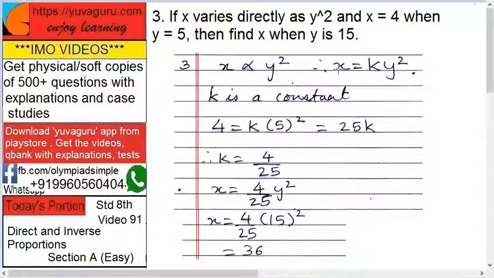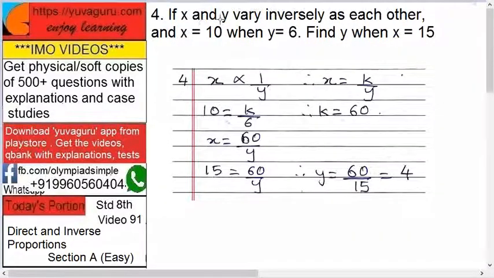Therefore x equals what? k will be now 4 upon 25. So x equals 4 upon 25 into y square. Now what is asked? Find x when y equals 15. Put the value of y in this. Therefore x equals 4 upon 25 into 15 square. 15 square is what? 225. Right? 25 nines are 225. Yeah. So 9 fours are 36. x equals 36. That is the answer.